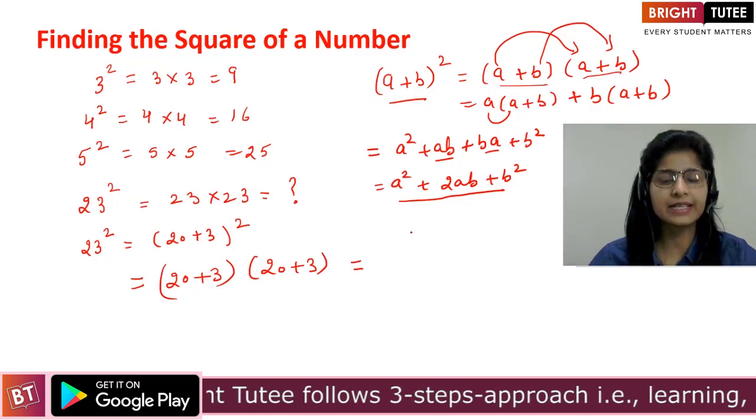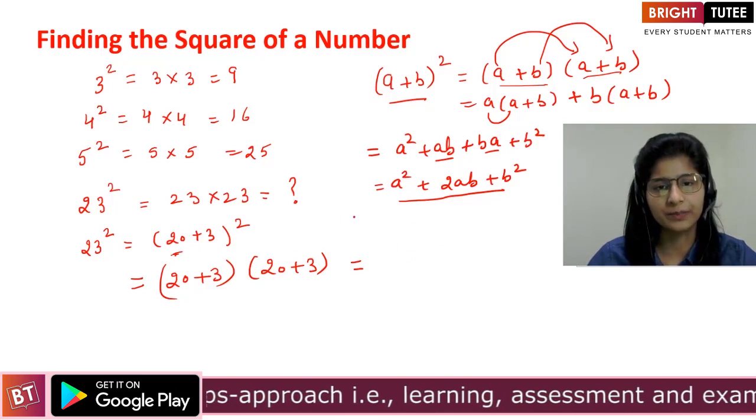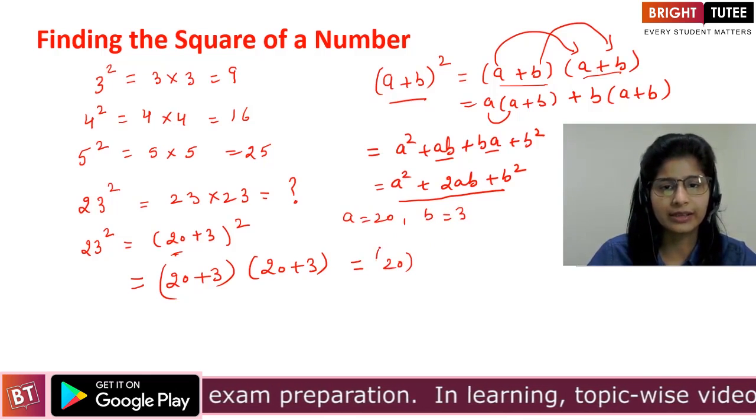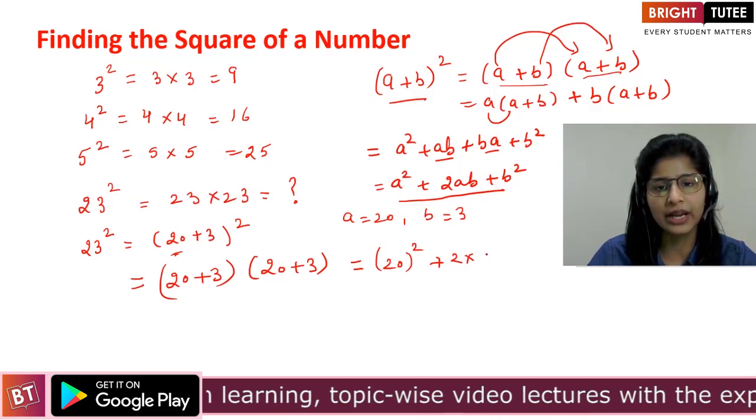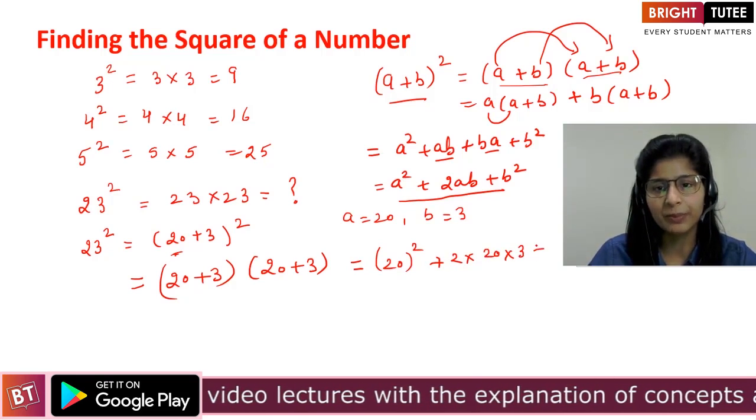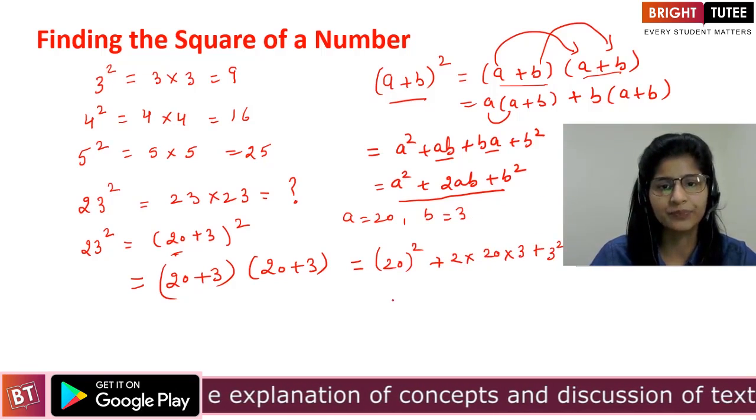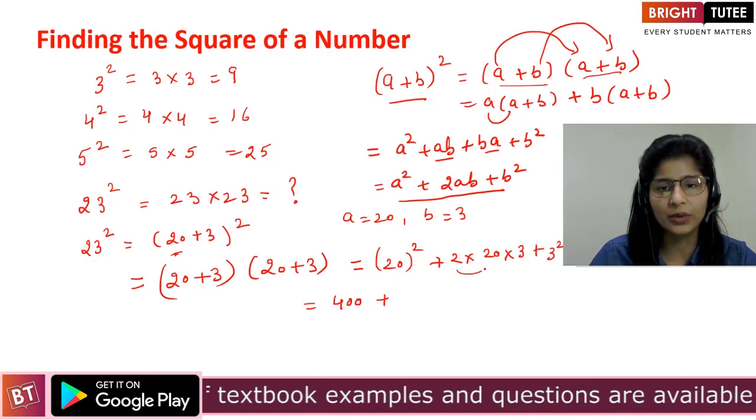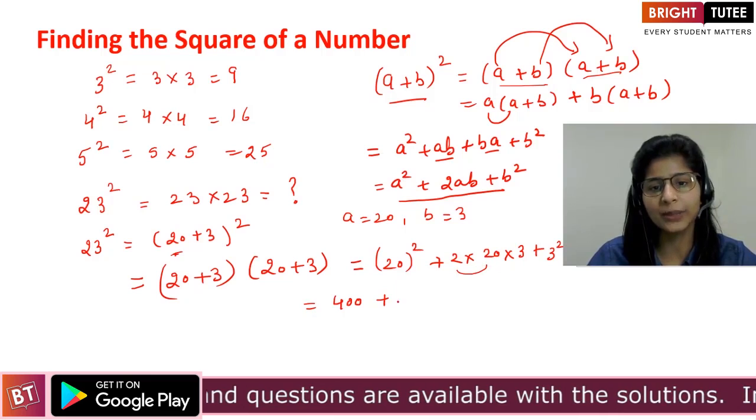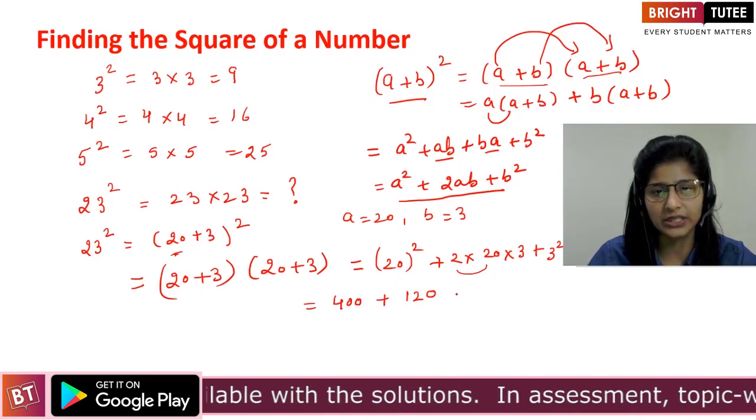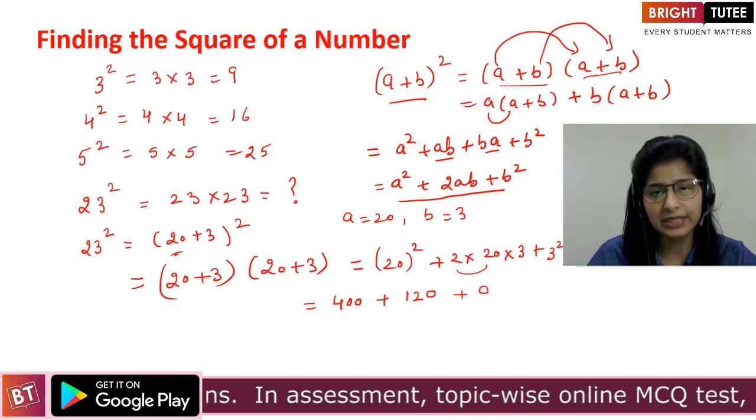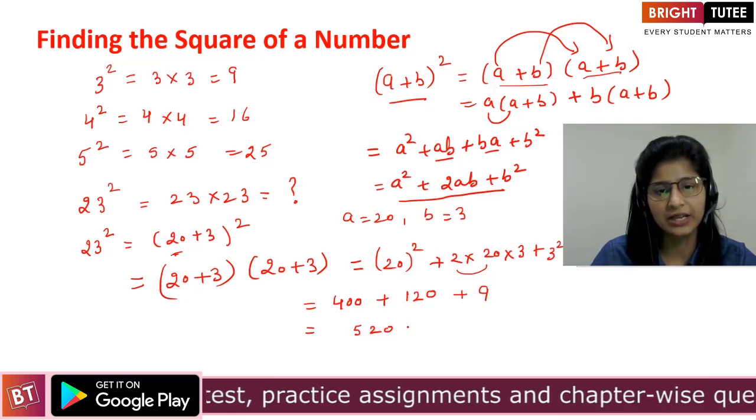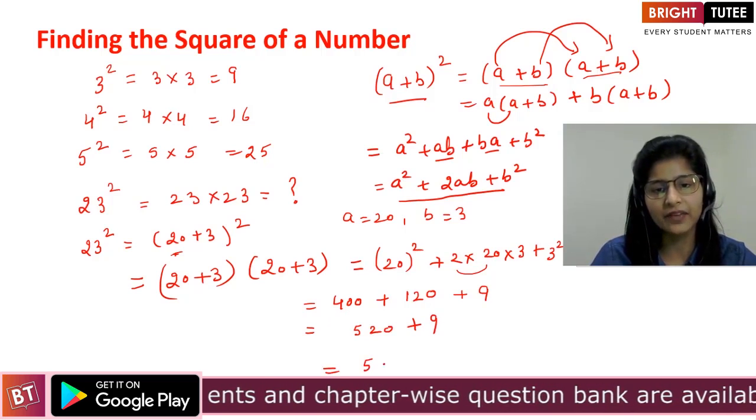It is a square. a is 20 here, and what is b here? It is 3. So a square, that is 20 square, plus 2 into a which is 20, b which is 3, plus b square, which is the square of 3. So we get 20 square is how much? 400, plus 2 into 20 is 40, 40 into 3 is 120, plus 3 square is 9. So you see, 400 plus 120 is 520, plus 9, and it gives us 529.